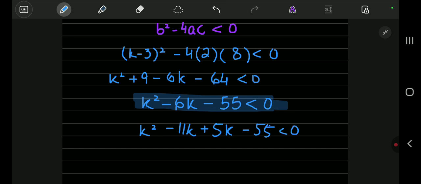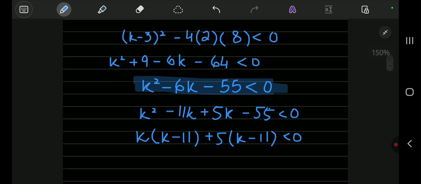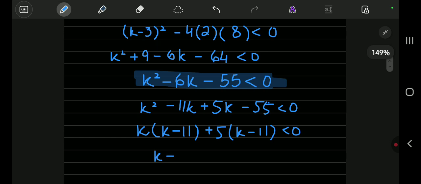Less than 0. Now taking k as common, so k minus 11, plus 5 common will give you k minus 11 as common. Okay, so this will give you k plus 5 or k minus 11 less than 0. Okay, what happens now?